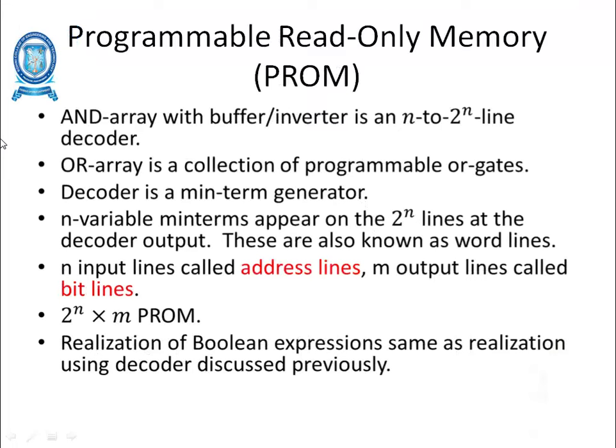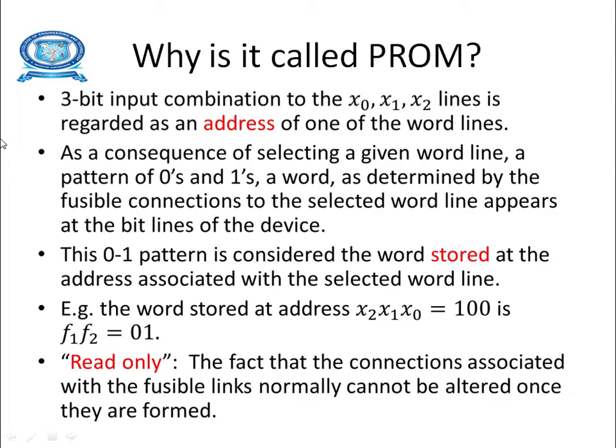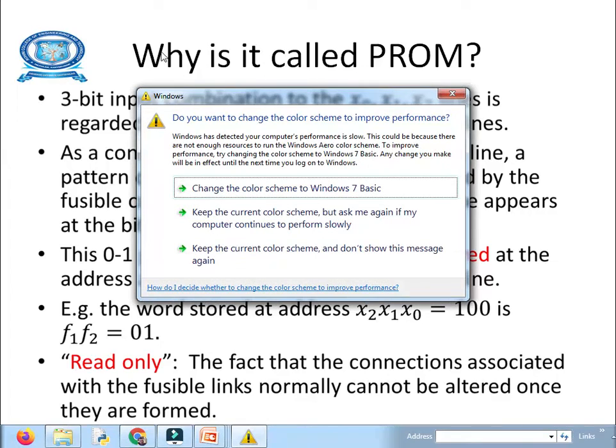Programmable read-only memory, PROM, has an AND array with a buffer and inverter, that is a 2 to 2^n decoder. PROM structure example: Y is called PROM, with a 3-bit input combination. In fact, the connections associated with the fusible links normally cannot be altered once they are formed.